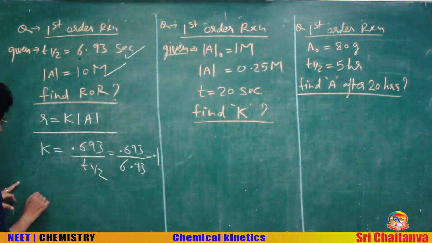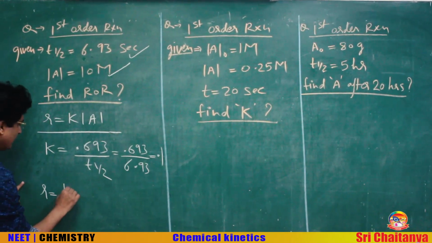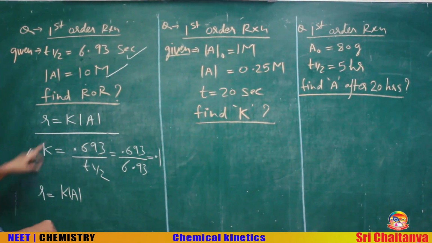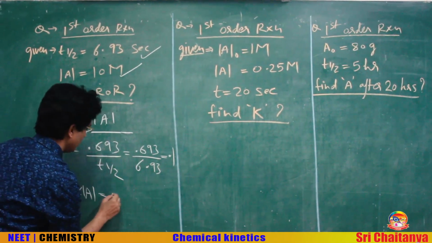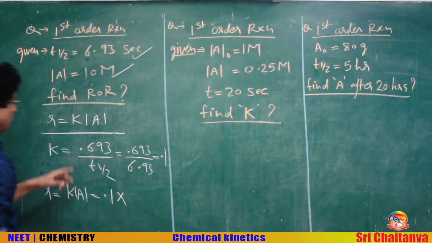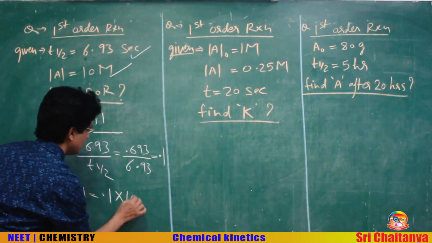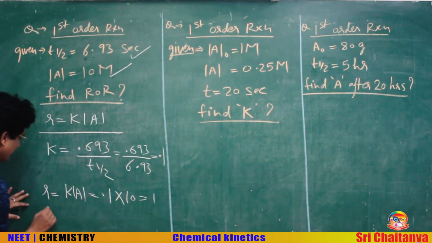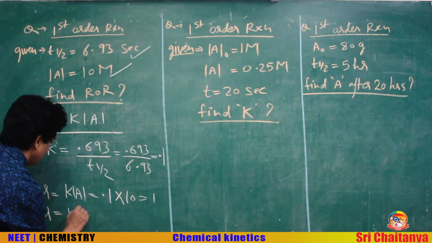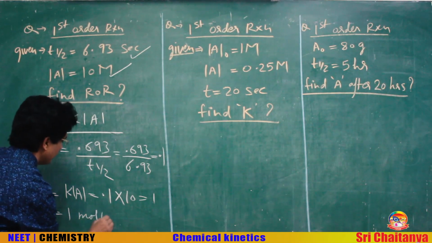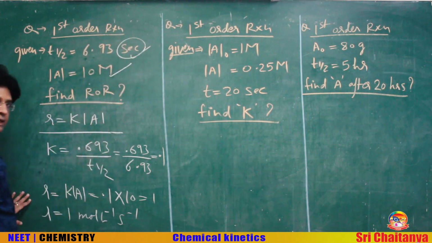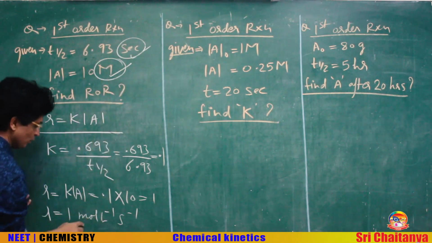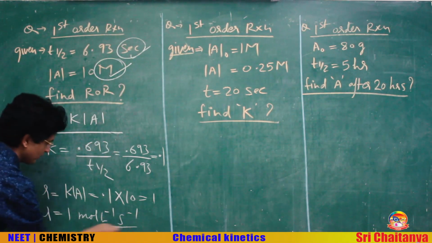Now R equals K A. I know that. So put the values. K will be 0.1 into A will be 10. This will be 1. So rate of reaction will be 1 mole per liter per second. The time is given in seconds, and this is molarity, so moles per liter. Okay, I hope this question is clear.